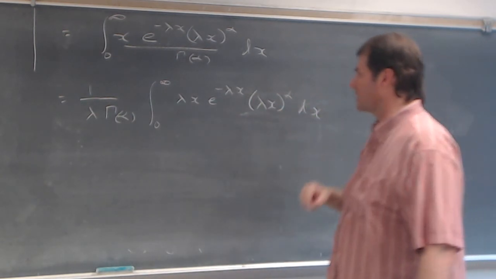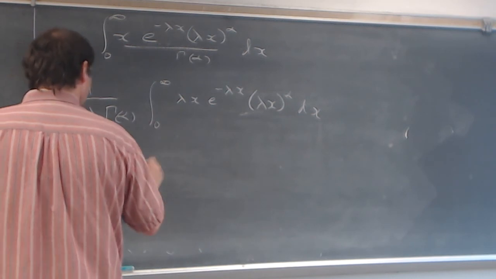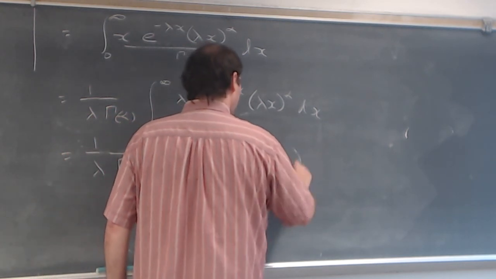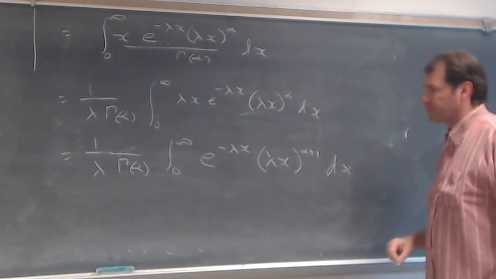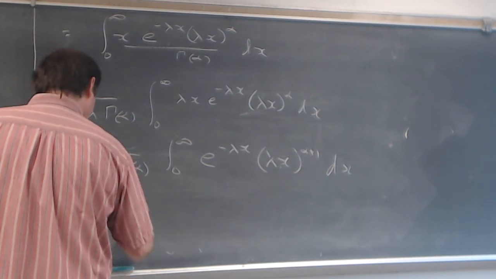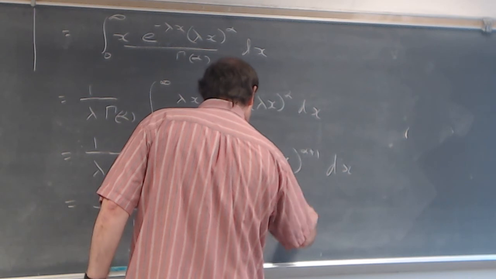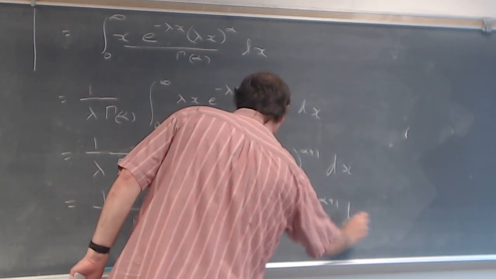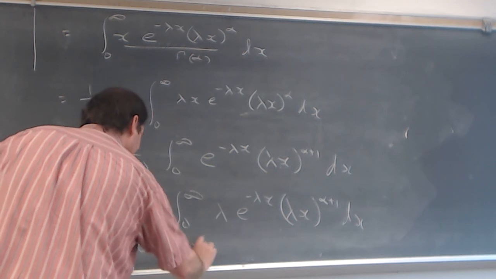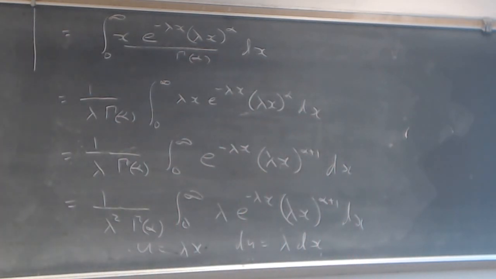And now this lambda x here can combine with the lambda x to the alpha. And I have 1 over lambda, gamma of alpha in the bottom, the integral from 0 to infinity of lambda x to the alpha plus 1, e to the minus lambda x, dx. Now, let's put in another lambda. So this would be 1 over lambda squared, another lambda in the bottom to compensate for the lambda that I'm going to stick inside the integral. Then we're going to make a u substitution: u is going to be equal to lambda x, and then du is going to be equal to lambda dx. We'll make that substitution.